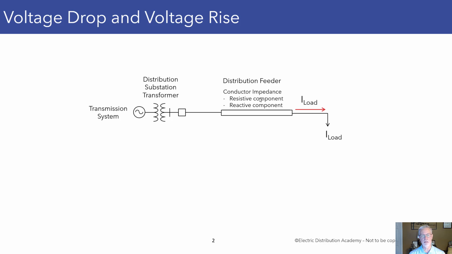And impedance is made up of two components, a resistive component and a reactive component. And it is this load current that is passing through the resistive and reactive components that creates a voltage drop. And with a voltage drop, the voltage is higher at this end of the feeder, and it's lower at this end of the feeder, assuming that we have a radial feeder.